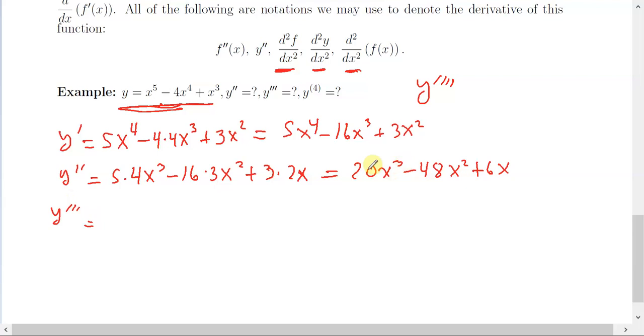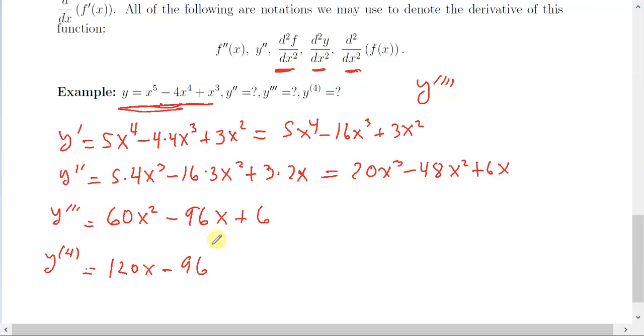Third derivative, well, there's no reason to go through full steps. I know what's going to end up happening is the 3 is going to get multiplied by the 20, so that's going to be 60x squared when I reduce that exponent. This is going to be 96x to the 1, and this is going to be 6. And if I want to do the fourth derivative, I'm going to have 120x minus 96 plus 0.